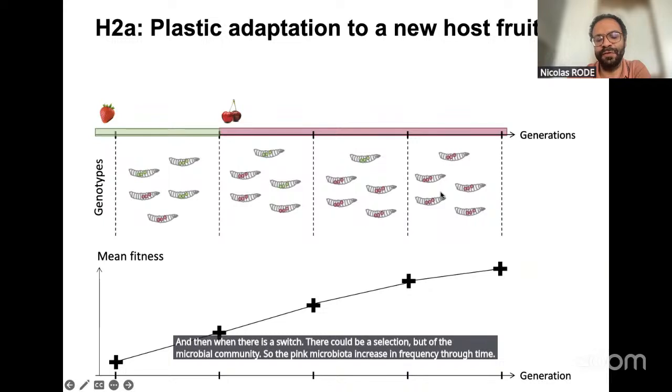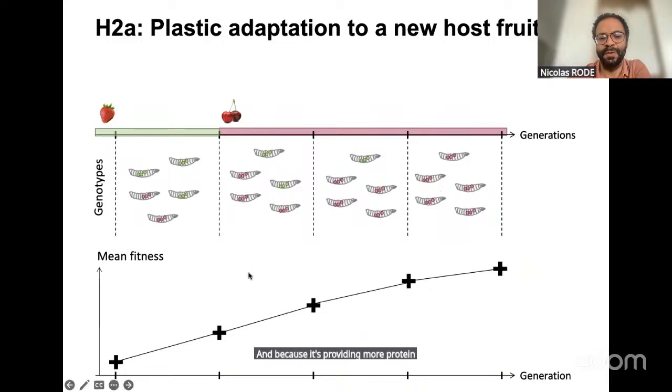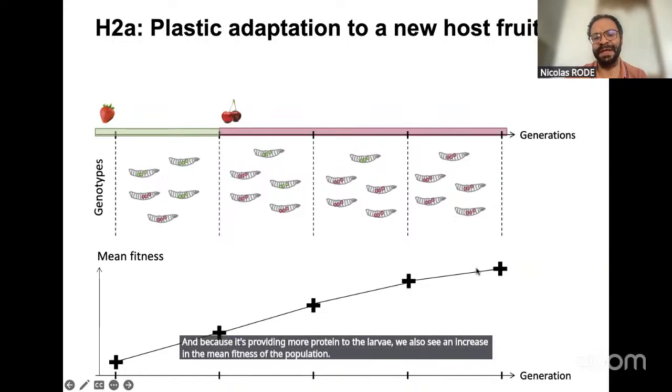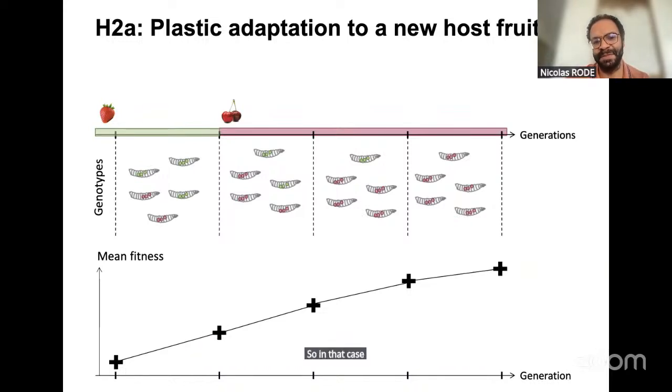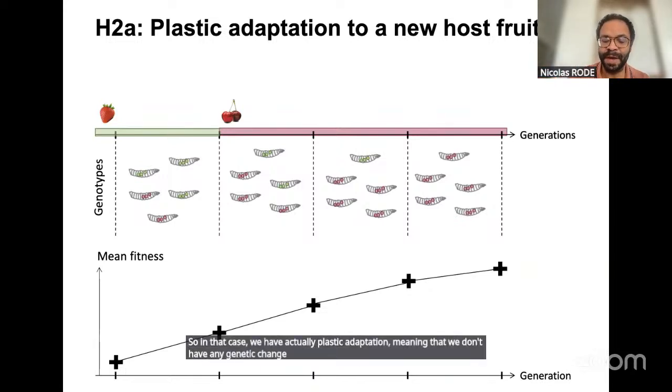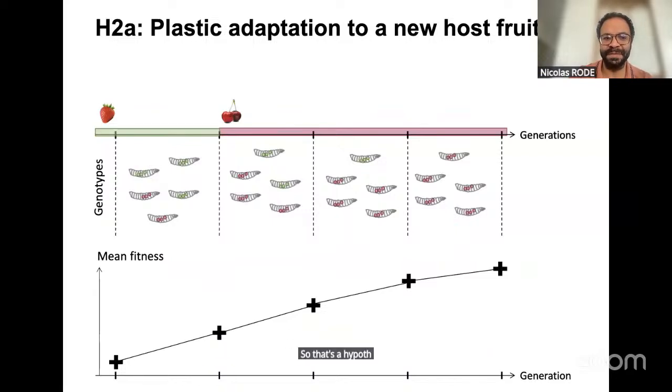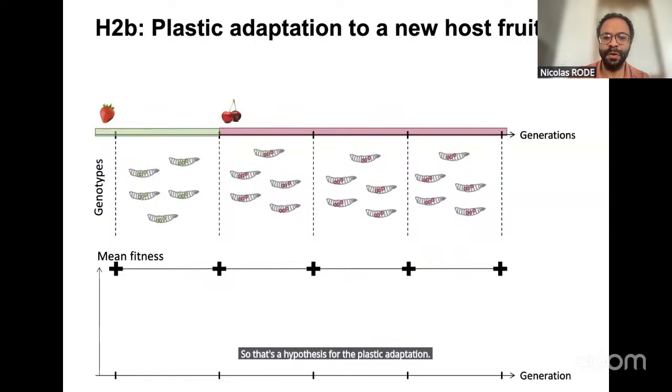And because it's providing more protein to the larvae, we also see an increase in the mean fitness of the population. So in that case, we have actually plastic adaptation, meaning that we don't have any genetic change in the fly. It's only the microbial community that is changing through time. So that's a hypothesis for the plastic adaptation. But there could also be another way of plastic adaptation.